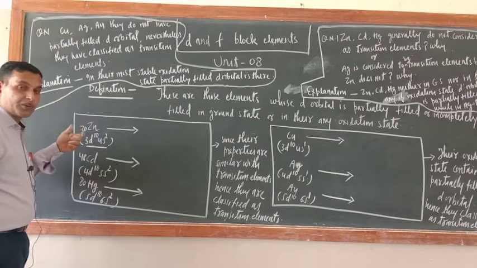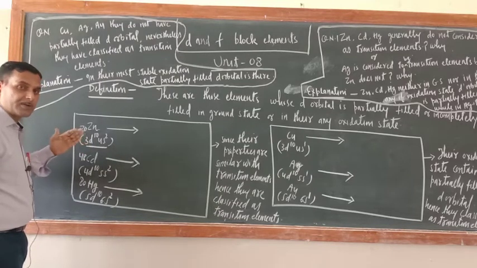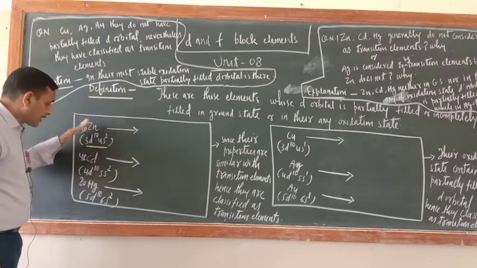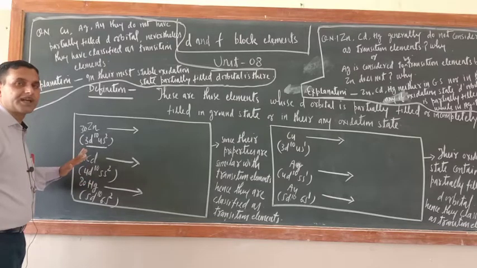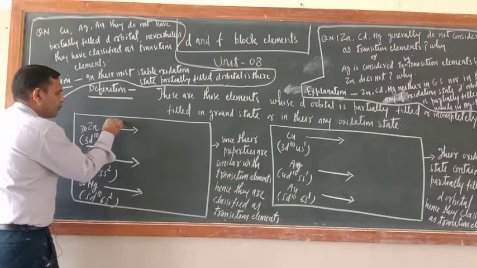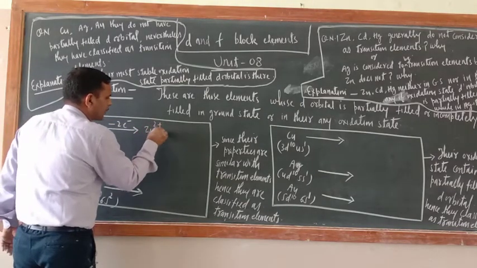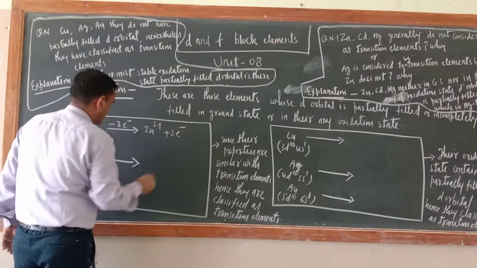And what is the condition to be a transition element? They must have a partially filled d orbital in the ground state. In the ground state they don't have a partially filled d orbital. Now let us see their oxidation states. You remove 2 electrons from here, so zinc becomes Zn 2+.